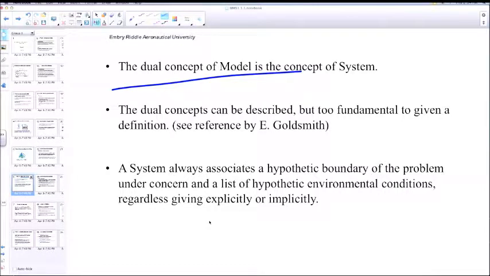So we can start from a system. A system is always associated with a hypothetical boundary of the problem. That means you assume some condition, and under that condition, you are going to investigate the problem. That hypothetical environment condition, regardless of whether it's given explicitly or implicitly, must be there to help you focus on the problem and what you really need to be concerned about.